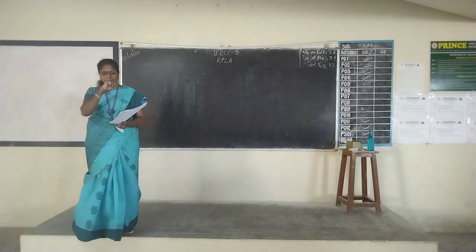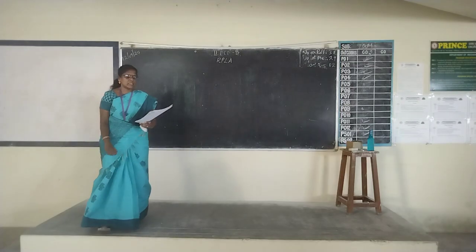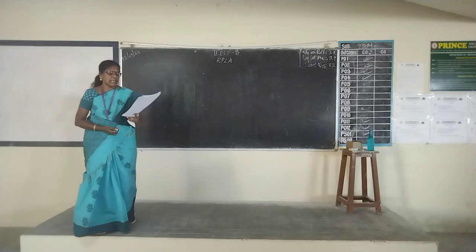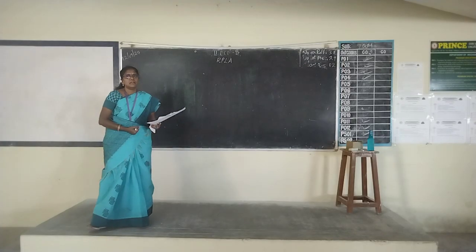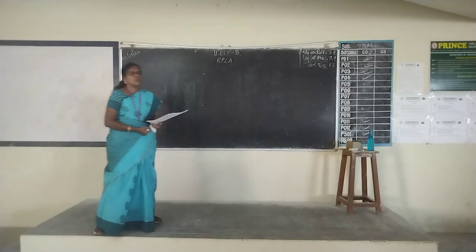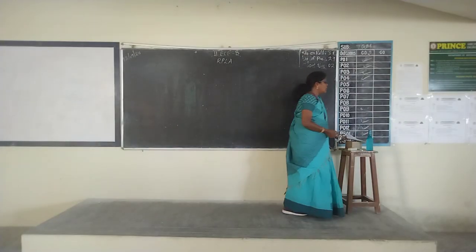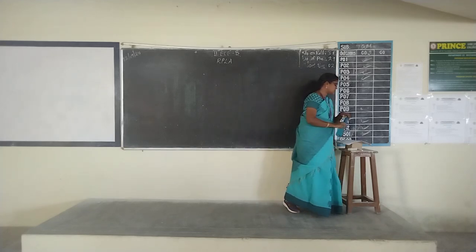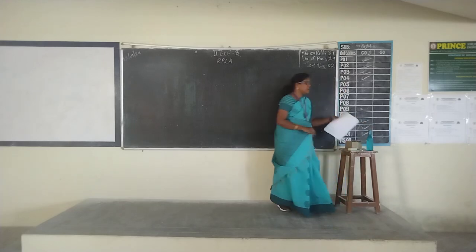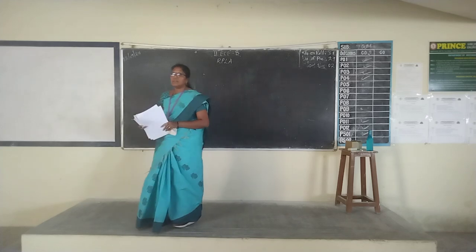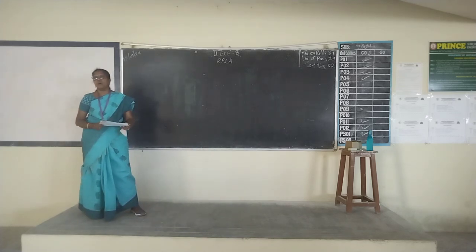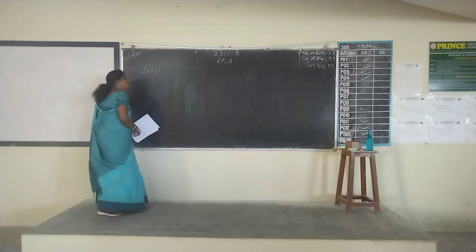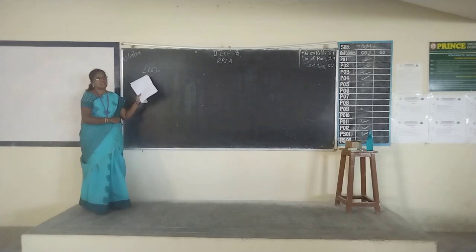Then the set of all linear combinations of the finite subsets of S is called the linear span of S and is denoted by L of S. Write the notation, L of S.